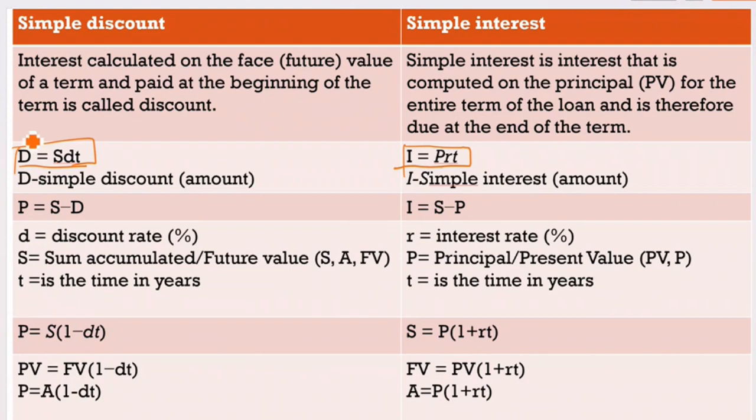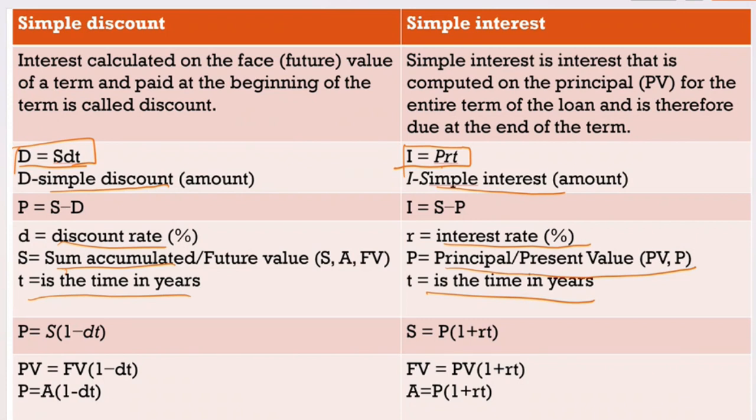Okay, the D will be the discount rate. And then the simple discount is an amount. Here you've got the simple interest, which is I. Okay, so the discount rate is a percentage, the interest rate is a percentage. Here you've got the sum accumulated. Here you are talking about the principal value. The time, it is still time.